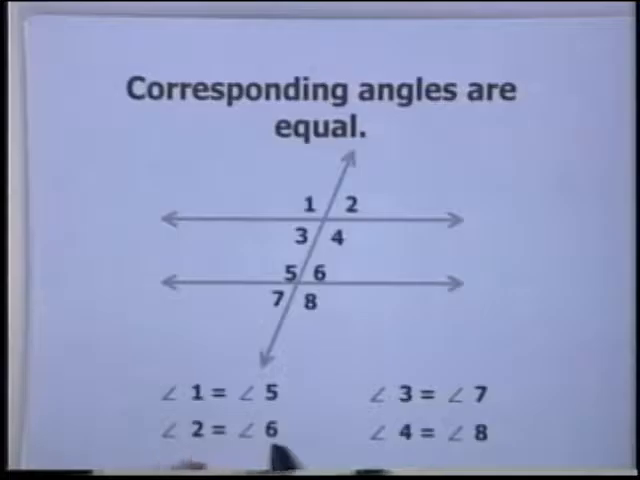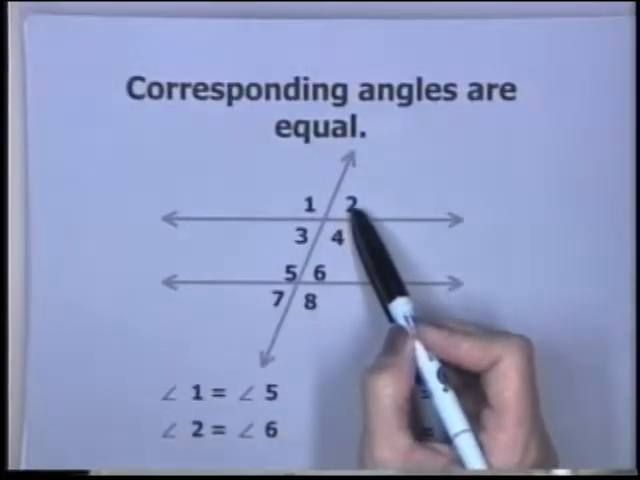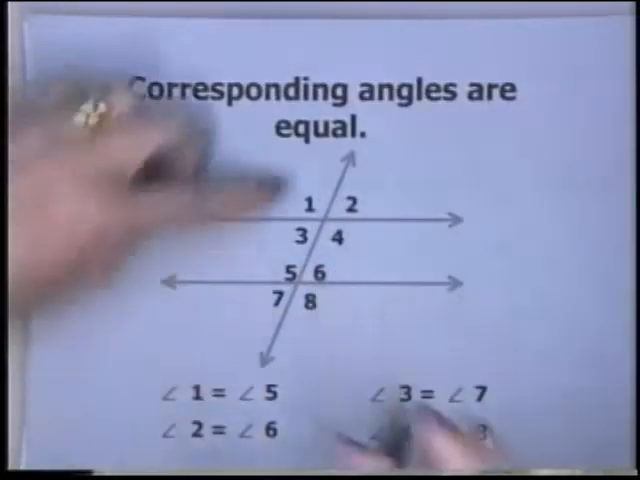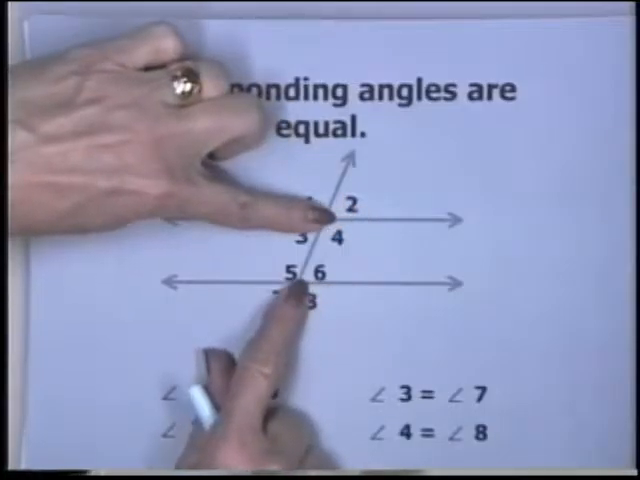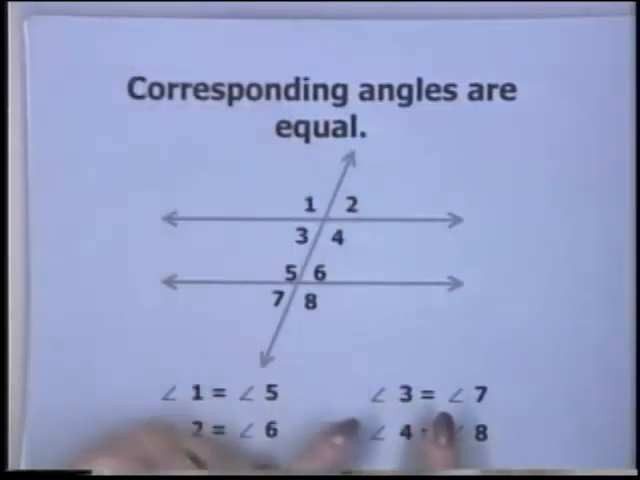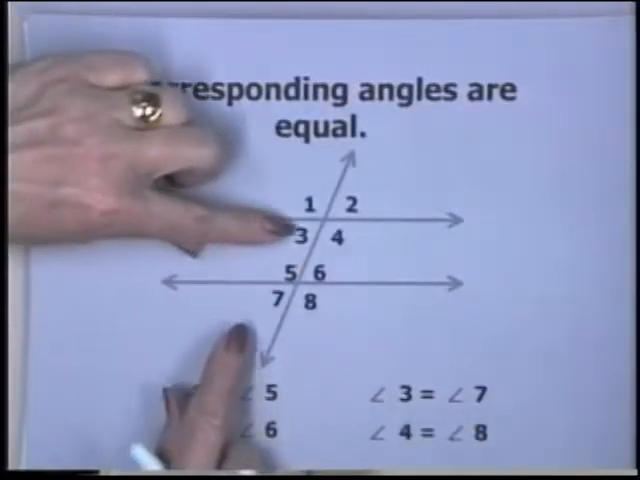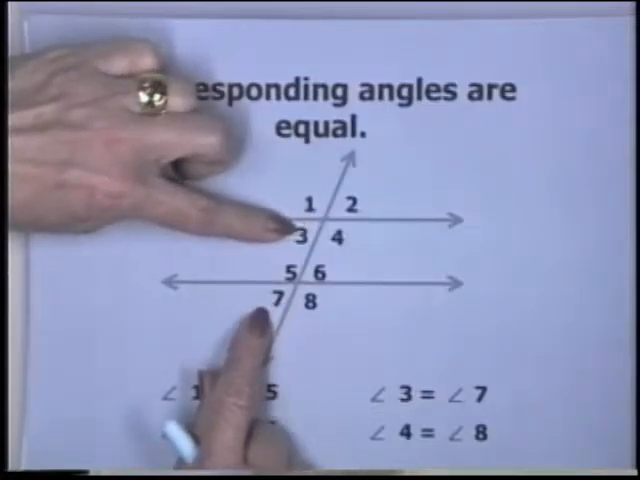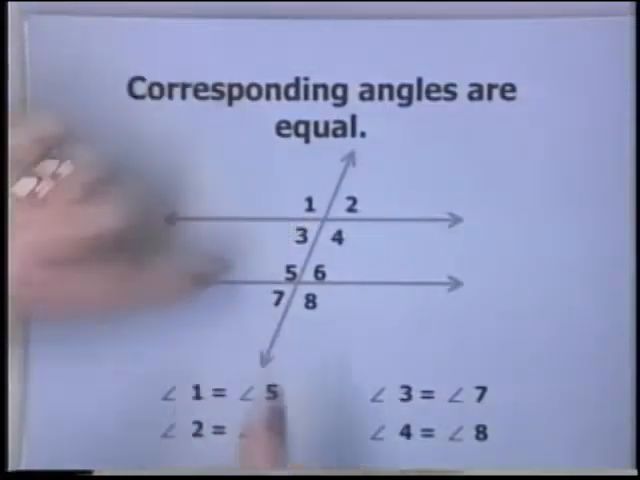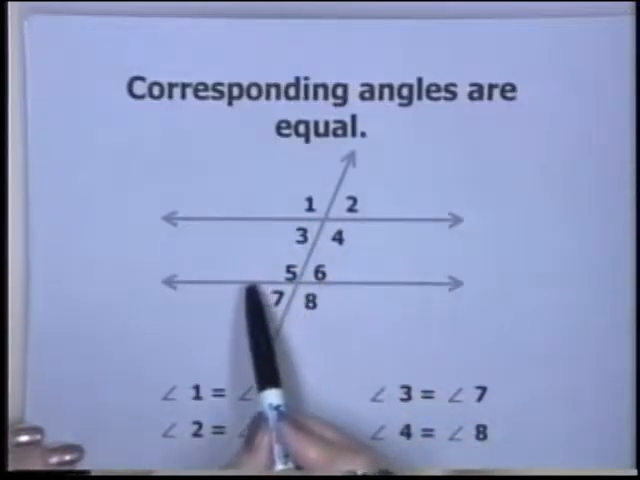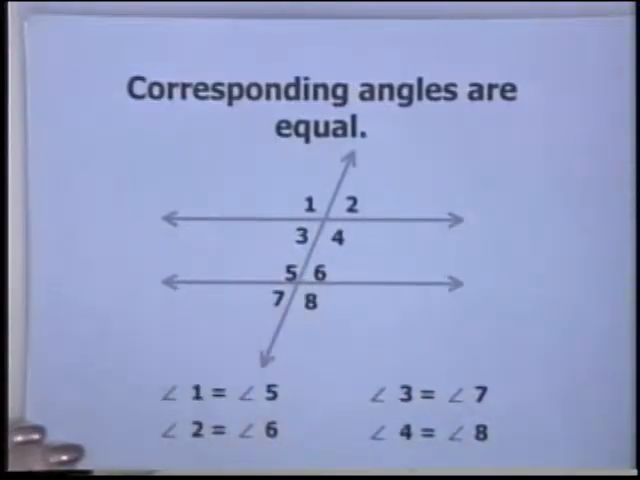Angle 2 and angle 6 are also corresponding angles. Notice that angle 2 and angle 6 are both on the right side of the transversal, and they're both above the parallel line. Now for angle 3 and angle 7, they are corresponding angles, and they are equal. Notice 3 and 7 are both on the left side of the transversal, and in each case 3 is below this parallel line, 7 is below this parallel line.